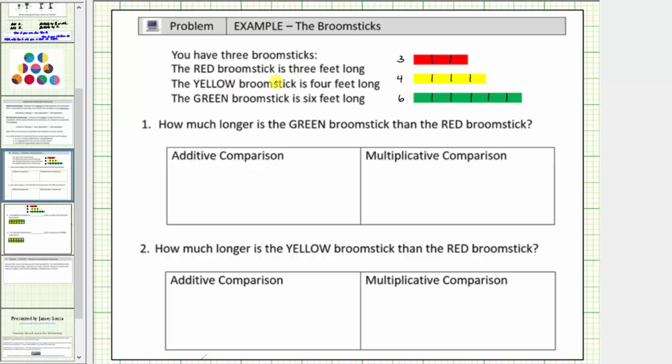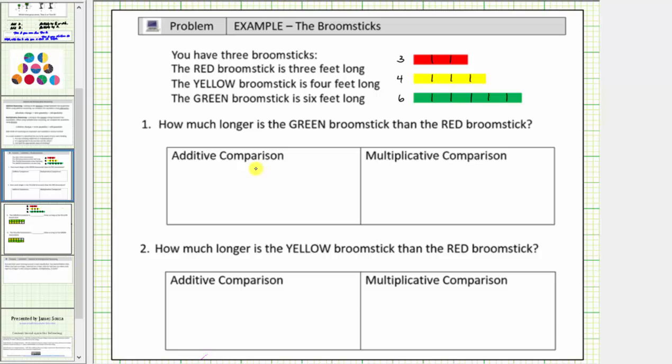We're given the lengths of 3 broomsticks. The red broomstick is 3 feet, the yellow broomstick is 4 feet, and the green broomstick is 6 feet. For question number 1, how much longer is the green broomstick than the red broomstick? And we're asked to give an additive comparison as well as a multiplicative comparison.